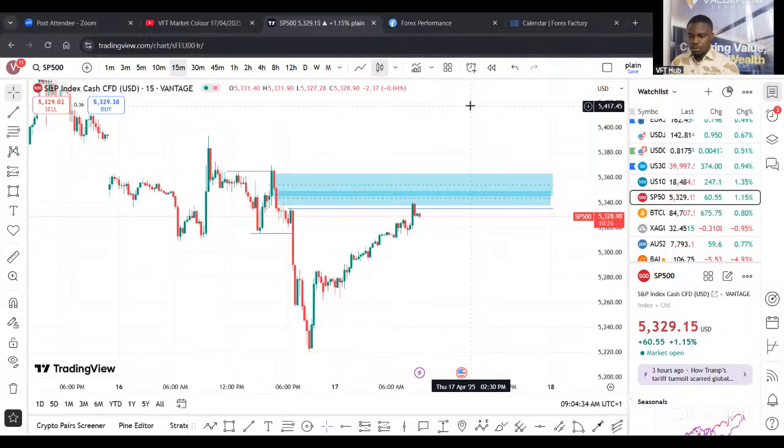Ensure you use proper risk management. If you don't see your setup in the markets, there's no point taking a trade, right? Staying out of the market is also a position, right?